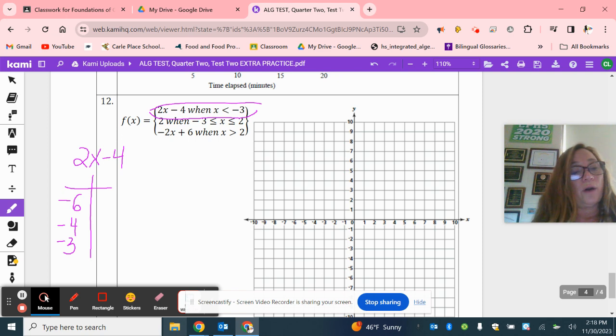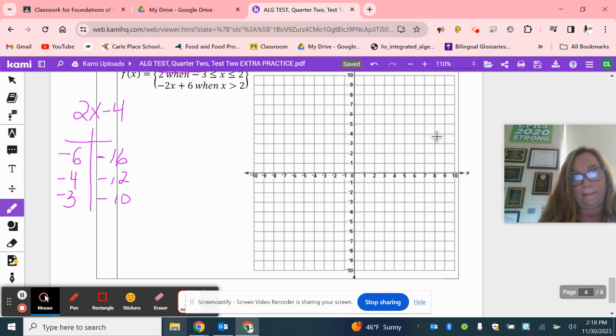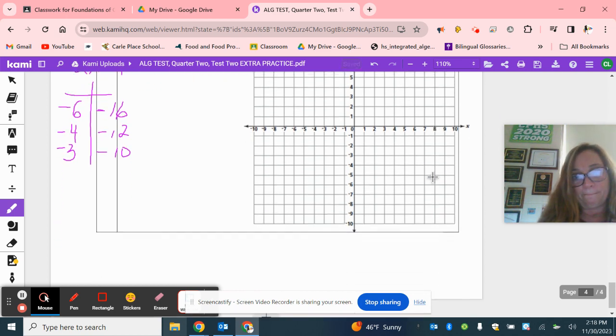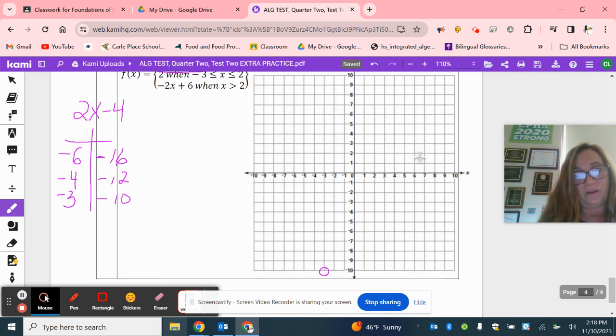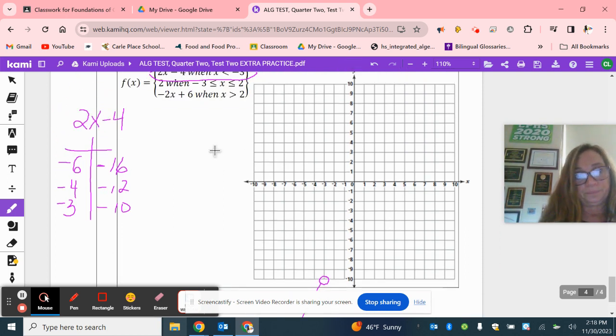Okay? So this point I chose was not a really great point because it's not going to fit on my graph, but the answer to that is -16. The answer to that is -12. The answer to that is -10. So it's not going to be that great, but it's okay. So I'm going to go to -3, -10, and I'm just going to make a circle. My circle is going to be open because there's no equal bar here by the inequality. All right, so this is kind of a bad sketch, but that's what it would look like.